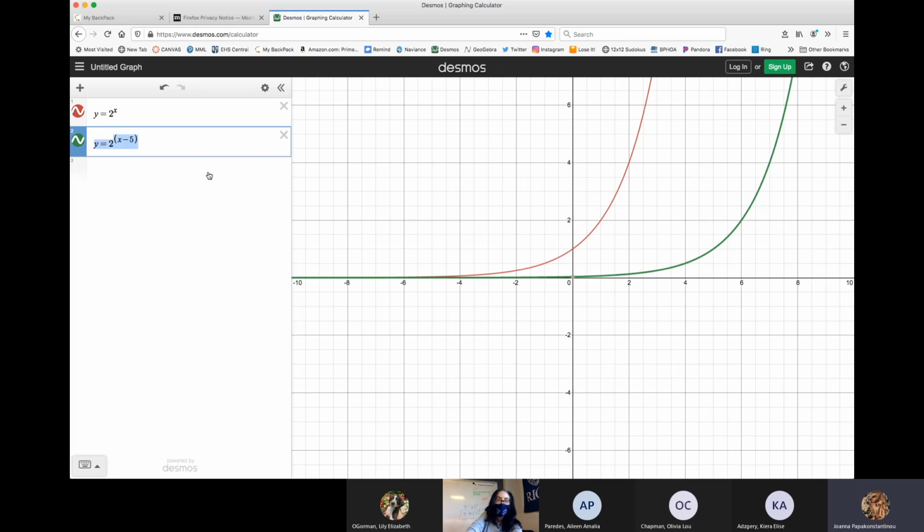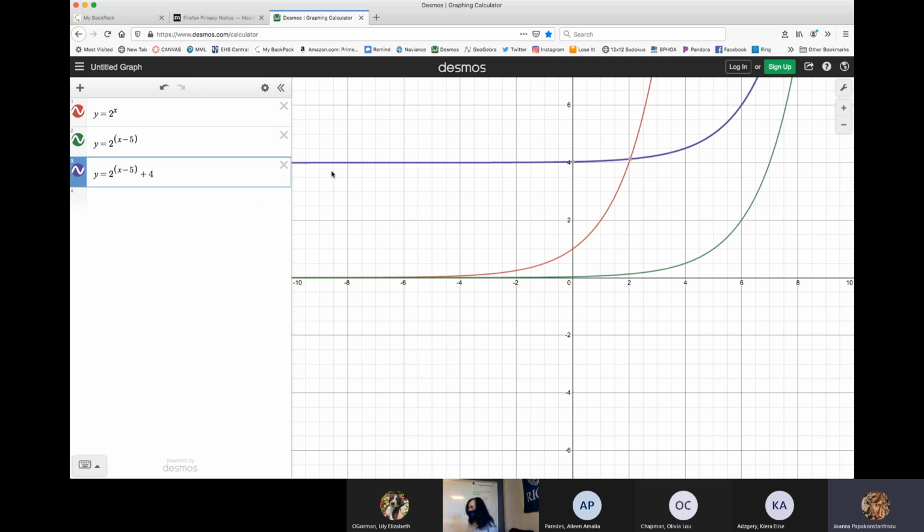That's right. So by adding 4 to the entire input here, right? I'm adding a 4, so I'm impacting my output. So that plus 4 is a vertical shift up 4. So does that impact my domain? No. Does it impact my y-intercept? Yes. Does it impact my horizontal asymptote? What is my horizontal asymptote? Y equals 4. So do you see how that vertical shift is going to impact my horizontal asymptote?